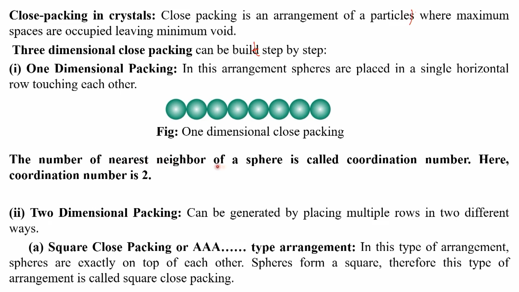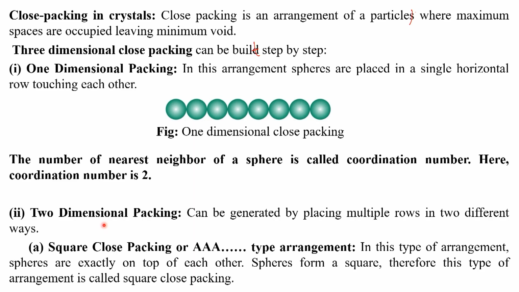So, the number of nearest neighbors of a sphere is called coordination number. Here the coordination number is 2. So, if you consider any sphere here, suppose we consider this sphere. We have one sphere here, this is 1-dimensional only, and another sphere is here. So, the coordination number is 2. For each sphere we get 2 adjacent spheres, so the number is 2 here.